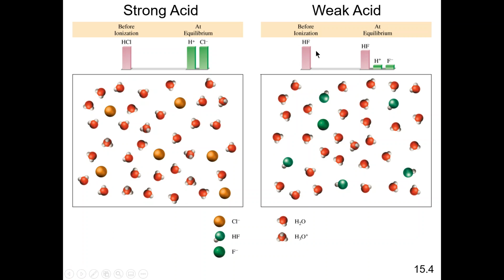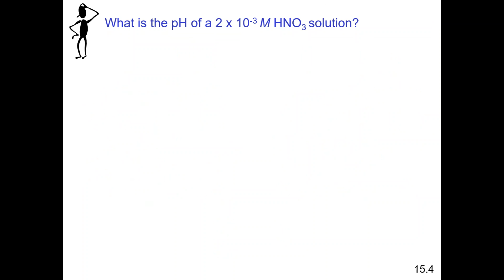In the case of HF, which is a weak acid, what you'll find is that when this is added to water, only a small fraction of the HF would be converted to the ions. So the net result is that you still have a high concentration of HF, but you also have a small amount of H plus and F minus present in the aqueous solution. So that's basically what happens when strong acids and weak acids dissociate in water. Strong acids undergo complete dissociation, weak acids undergo weak dissociation. All right? Okay, so let's look at this example.